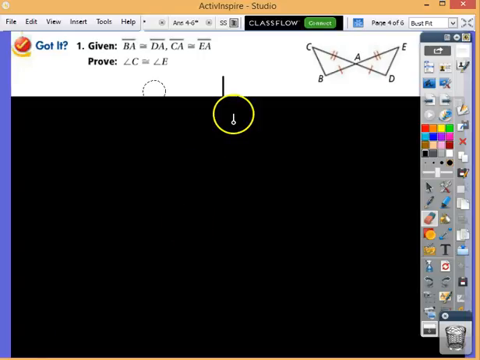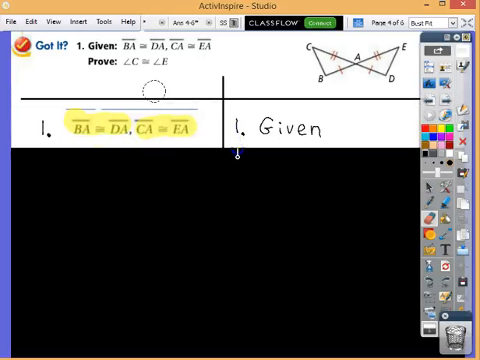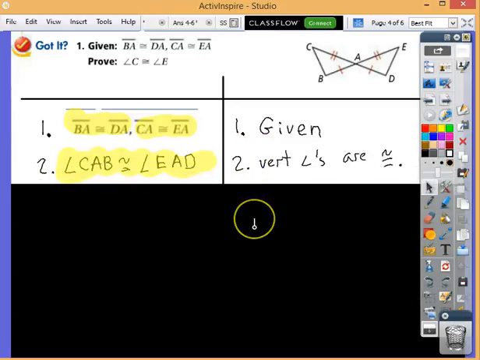All right, so hopefully you were able to complete this proof. Let's see how it went. The first thing, of course, I do is write down the given information. I notice the given information has already given me two things that I need to know to prove the two triangles congruent. Now, after I have the given information, the third thing I need is the included angle. That'll give me the triangles congruent by side, angle, side. So I say angle CAB is congruent to angle EAD by vertical angles are congruent.